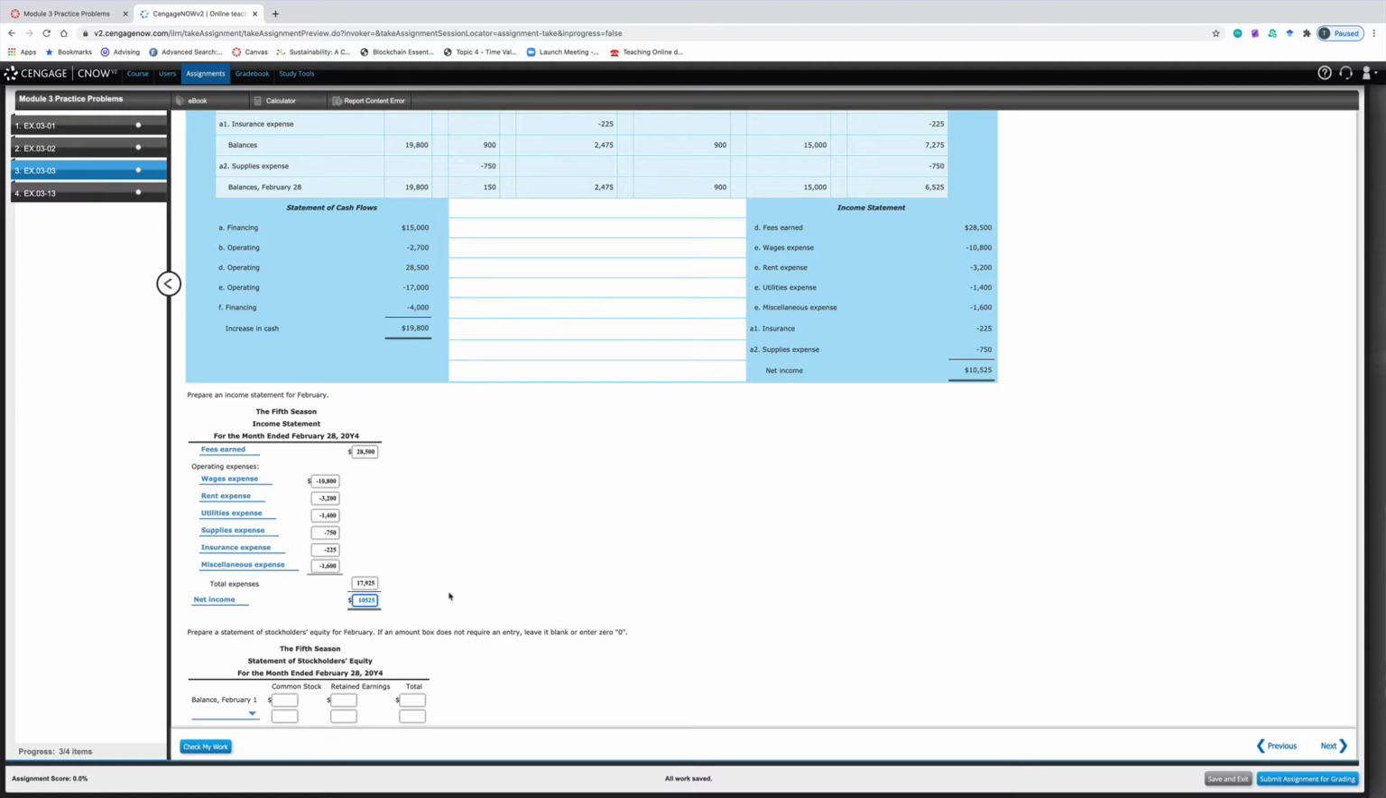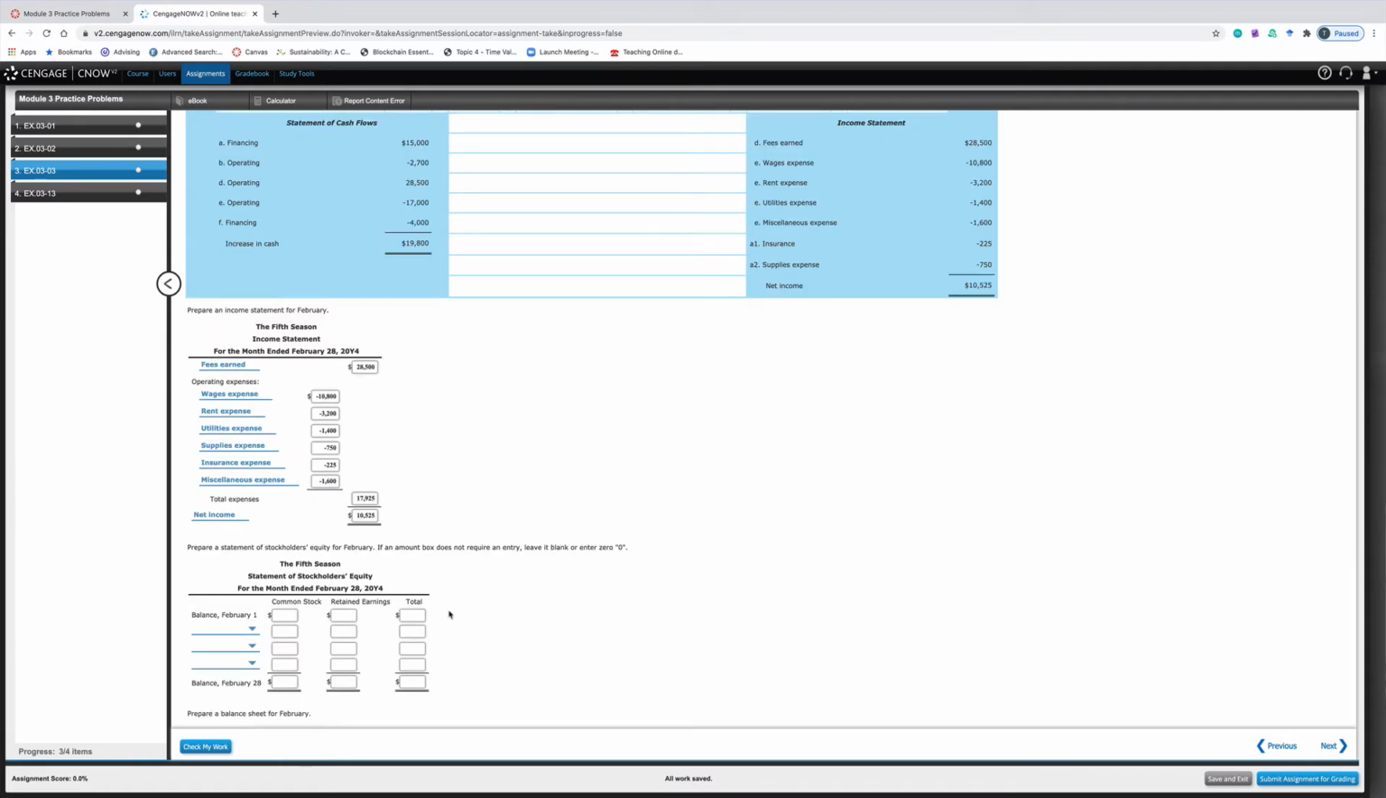Right? So that's our income statement. Okay, it's given in a particular order. You wind up with a positive net income. Then we move on to the statement of stockholders' equity. Now remember, we began the business on February 1st. So let's just keep everything straight in our head by entering 0 here, okay?